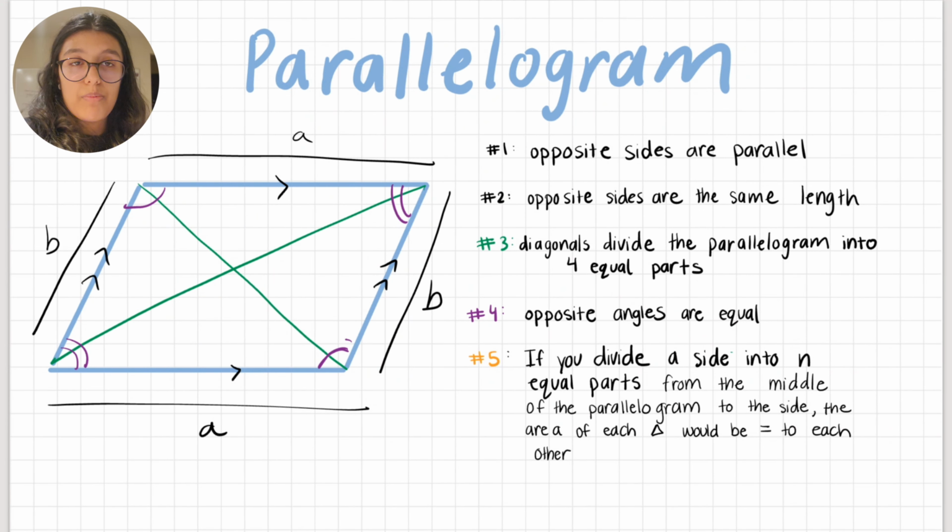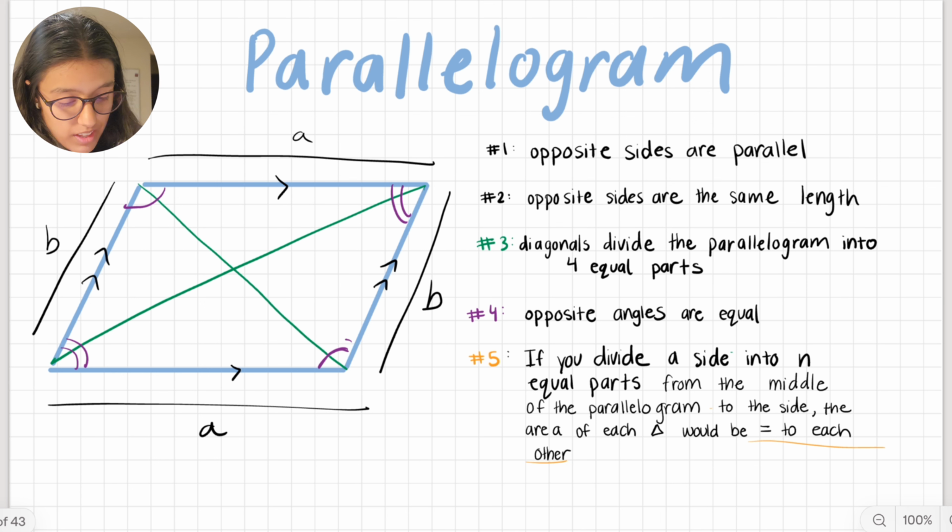Alright, so our final property for parallelograms is that if you divide a side into n equal parts, from the middle of the parallelogram to the side, the area of each triangle would be equal to each other. So in other words, this is what it means. This is the center of that parallelogram in orange, and now it's saying we divide a side into n equal parts. Let's say we divide it into 3 parts. From the middle of the parallelogram, the area of each triangle would be equal to each other.